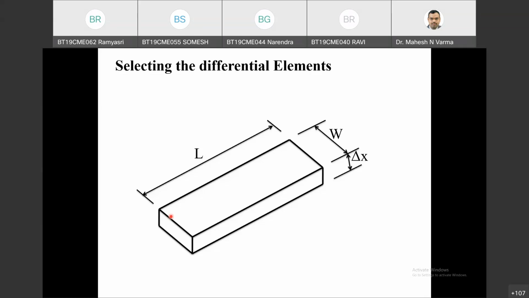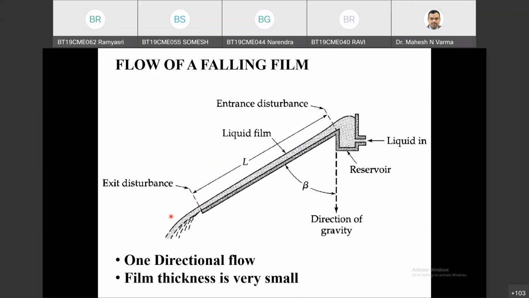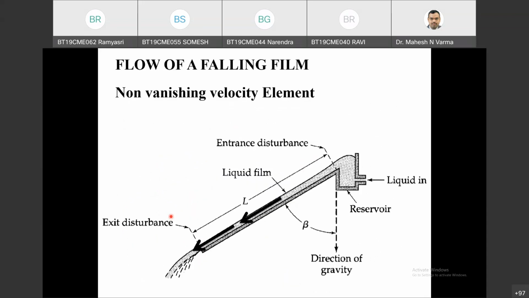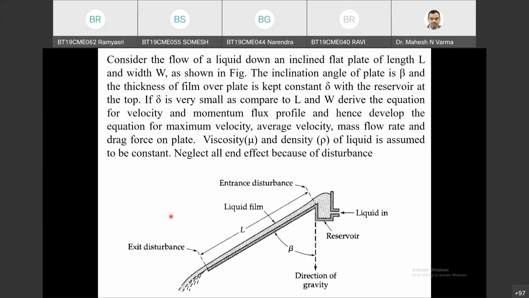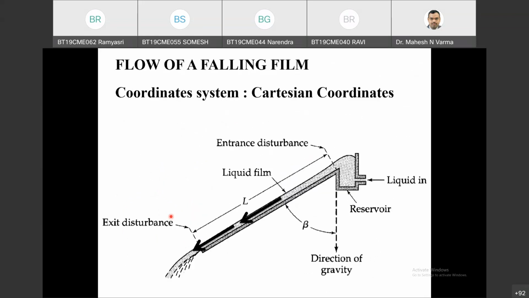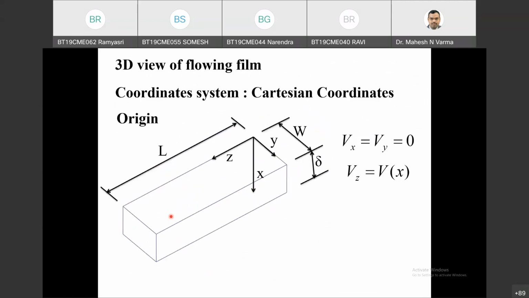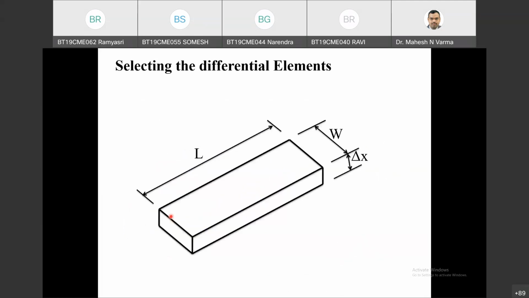Okay, we'll continue in next class. We have not covered anything yet; we are just trying to understand the problem, and this first problem is very important. If you understand this problem properly, you can solve any problem in shell balance. So remember why to select a differential element, and which direction the differential element is selected in, is important. Okay, we'll continue in next class.